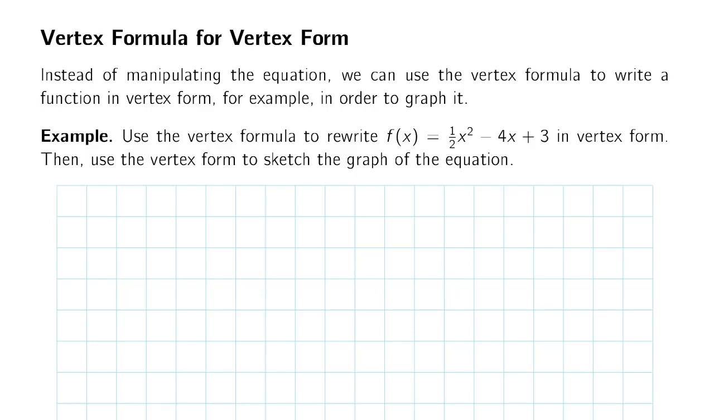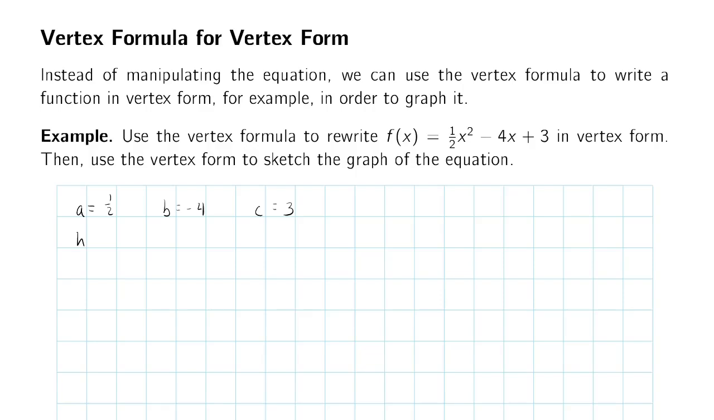So if we have the function f of x equals half x squared minus 4x plus 3, and we want to write it in vertex form in order to draw its graph, well, we can find the vertex by saying, okay, we've got a is a half, b is negative 4, c is 3.